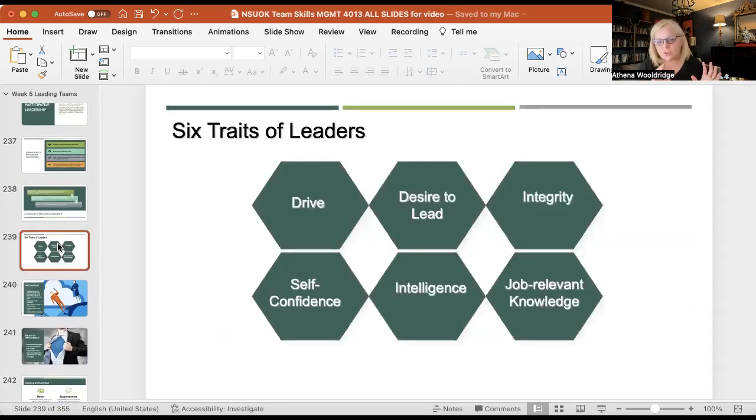There are 6 traits of leaders. I won't dig down too much into this, but drive: do I have the drive to move forward and move others forward? Do I have a desire to lead, right? Some people just simply don't have a desire to lead, like I talked about the folks that emerge as leaders in these sort of situational contexts. Integrity. Am I honest? Do other people trust me? Do I have self-confidence? If I don't have self-confidence, it's very difficult to inspire others to have confidence in me.